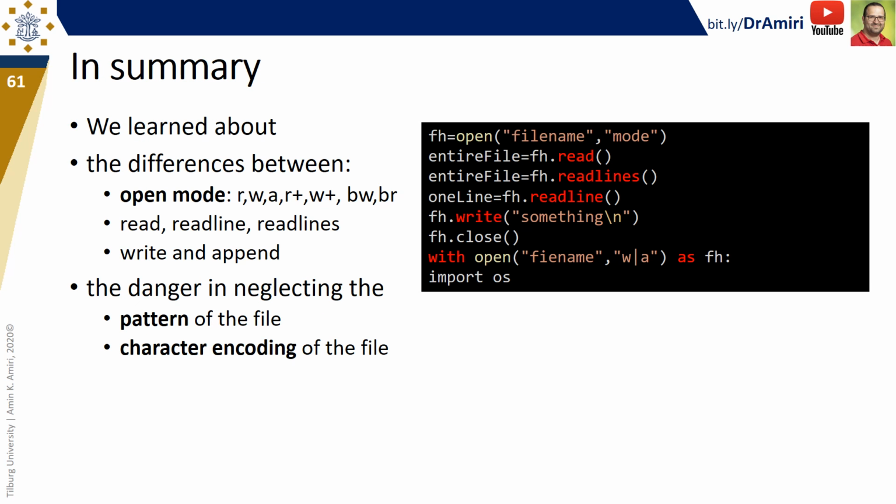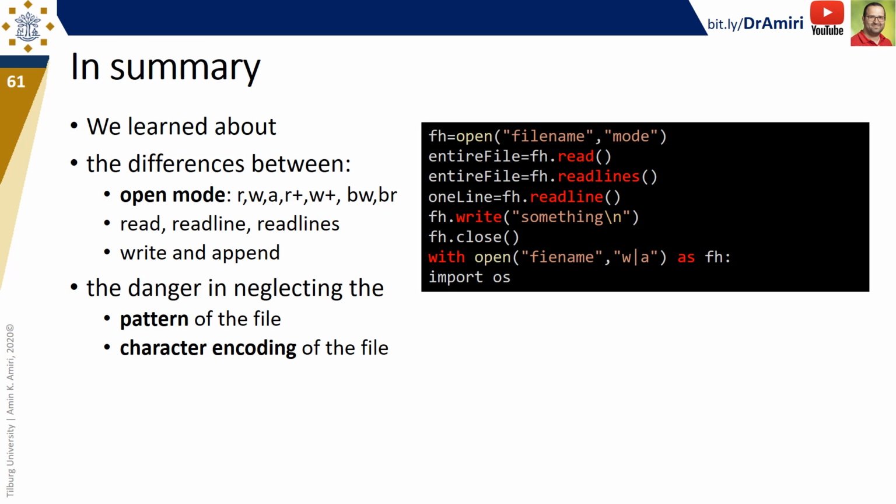In summary, we learned about various commands related to file operations. For example, the open function was the most important function, which would create a file handler for us. We could have given various modes as the second argument to this open function: r, w, and a, as in read, write, and append. We learned the differences between the three.